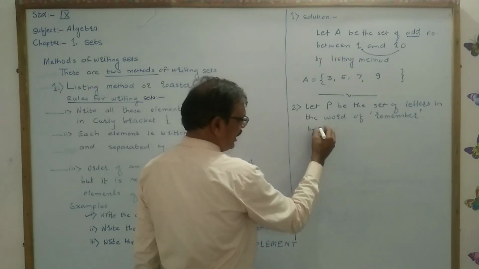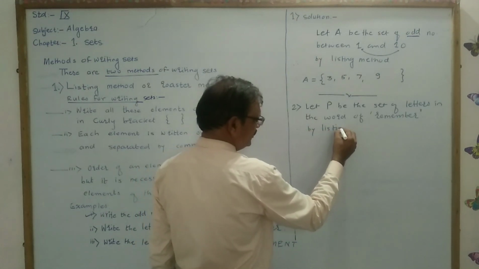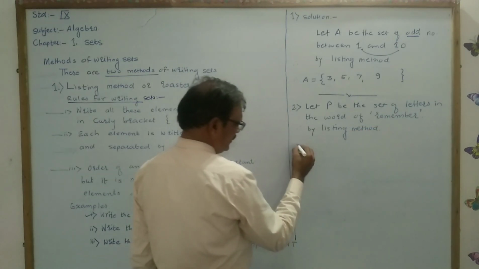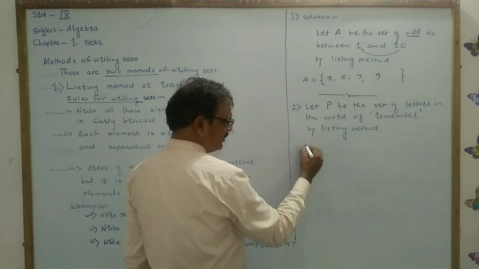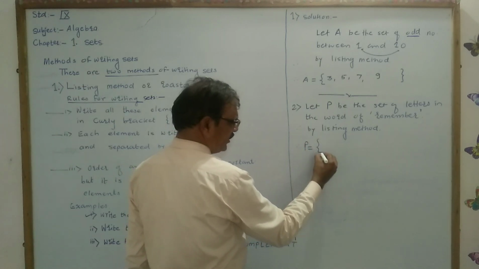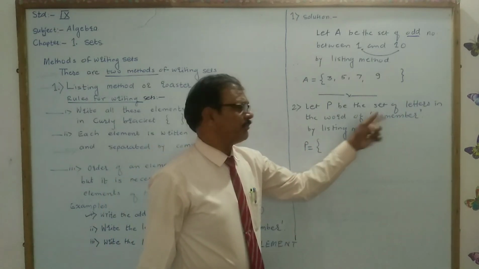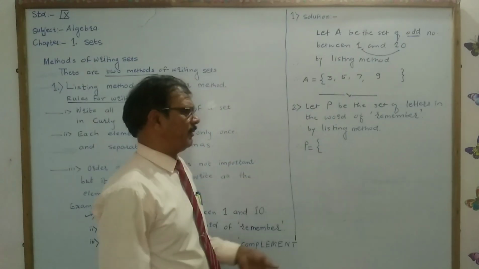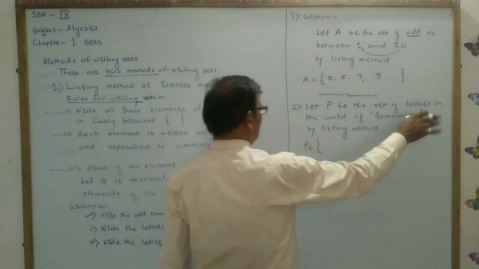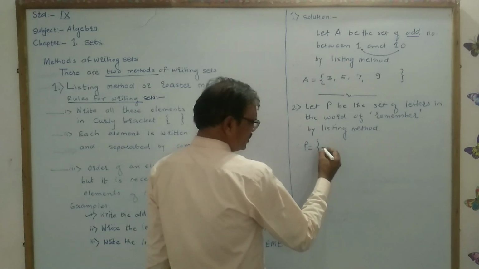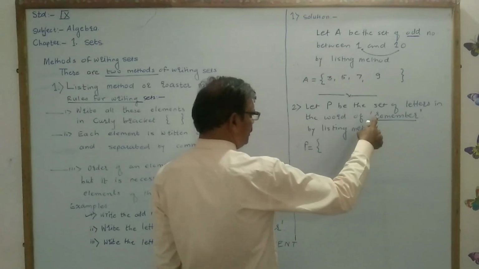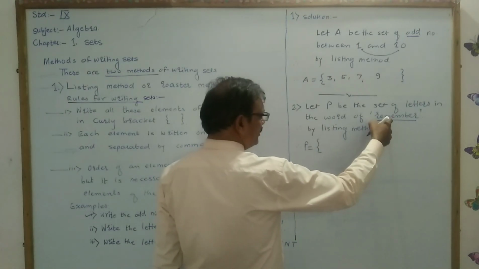Which method? By listing method. Listing method. So set, that is a P. Indicate this set by letter P. P is a set. You can take any alphabet for indicating this set. So which word is given? Remember. So take the elements from this word.